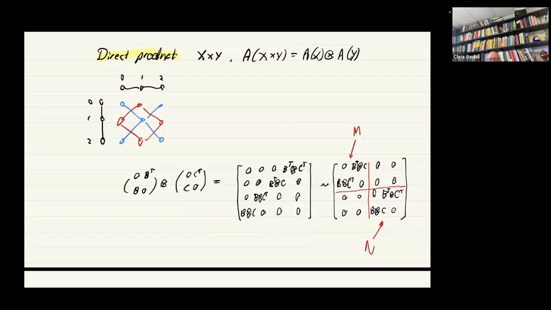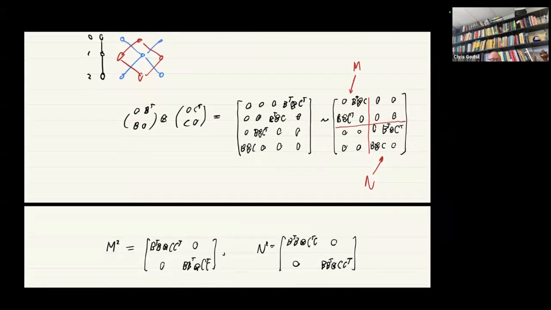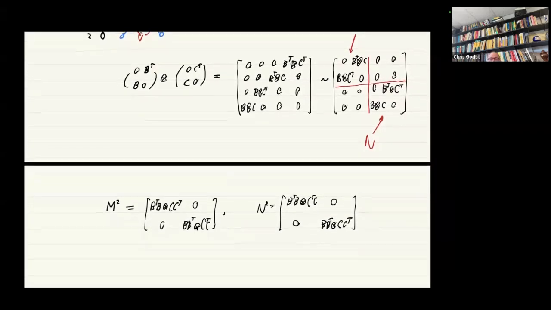So the point about this is the adjacency matrix of the graph. Each of these things is a 0-1 matrix. The transpose of B tensor C is B tensor C transpose. So this graph has got two components, one with this adjacency matrix, one with this adjacency matrix. Now, they're bipartite graphs.